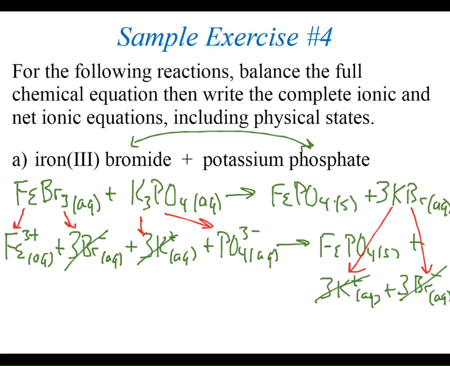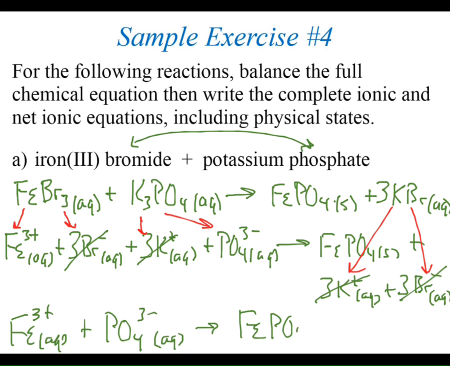Okay, so now we just write whatever's left as the net ionic. So what's left? Iron 3+, right? Aqueous. Reacts with phosphate, good. PO4 3-, aqueous. To make FePO4 solid. So there you go. So that's the last blank. That's the net ionic you made.